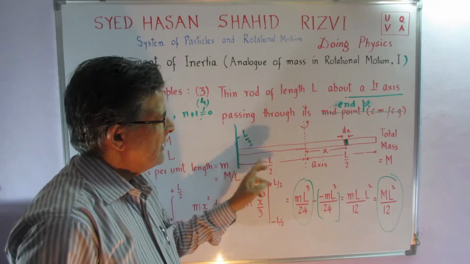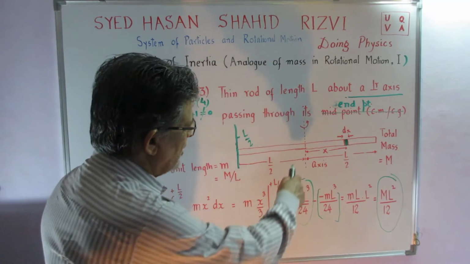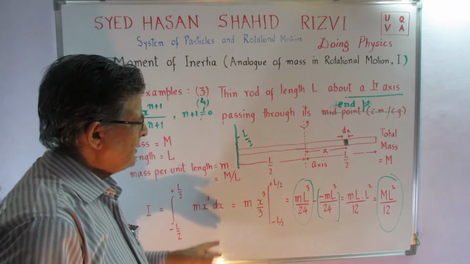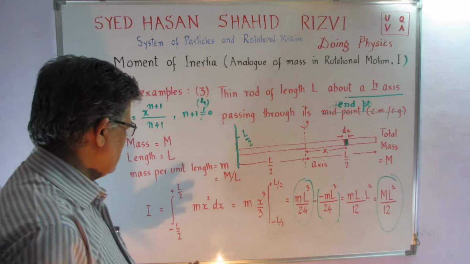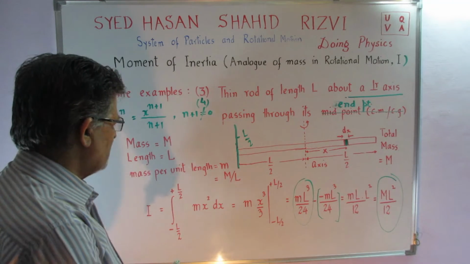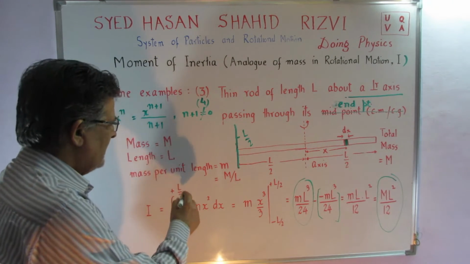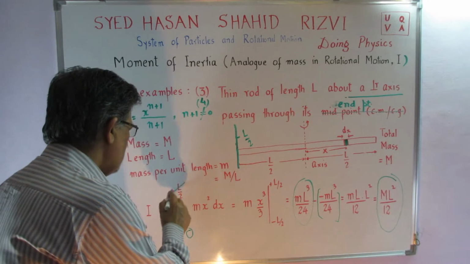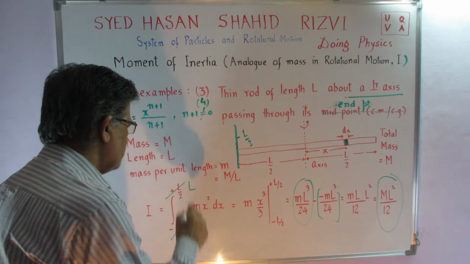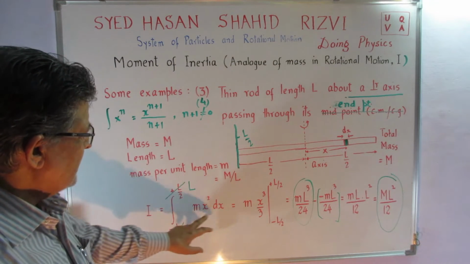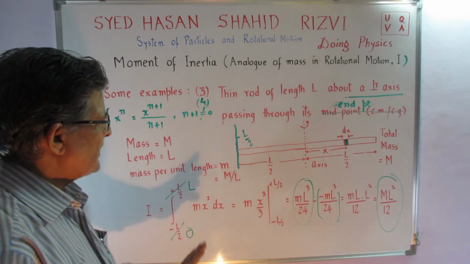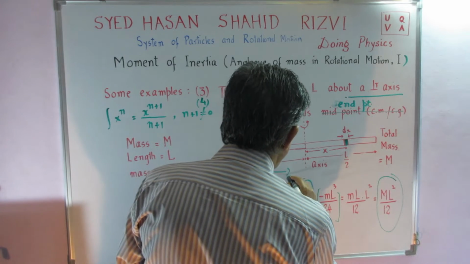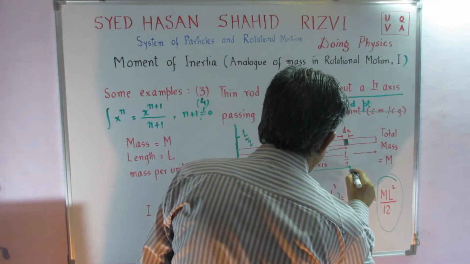I'll shift from here, and my distance x will now count from here to here. So dx will be there, and I can write from 0 to L. So this integration will be from 0 to L, mx from 0 over here, and L over here. So I get the same thing, mx square dx. Of course, x now in this case becomes from here to the point under consideration over here.